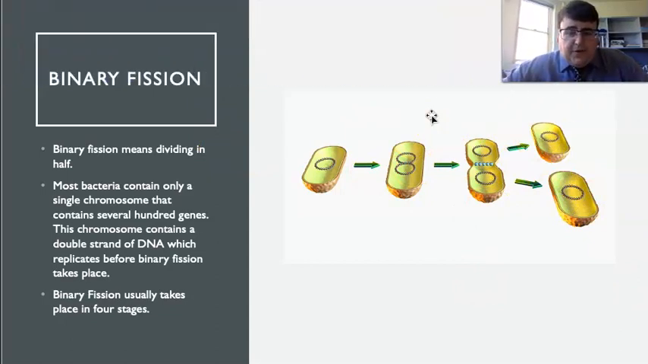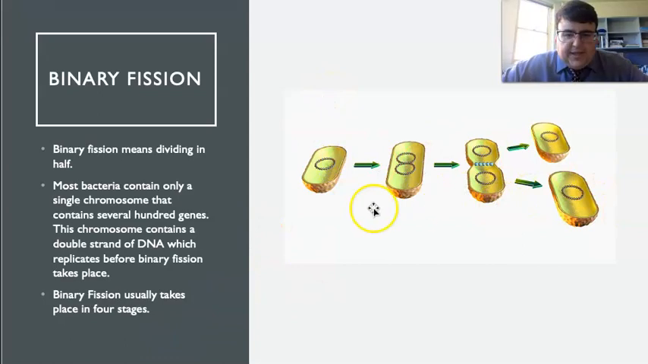So binary fission actually just means dividing in half. Most bacteria, in fact all bacteria that we know of, consist of only one single circular chromosome. That single chromosome has several hundred genes, so prokaryotic cells only have one chromosome with several hundred genes, whereas eukaryotic organisms have a number of chromosomes with thousands upon thousands of genes. Cell division is a lot simpler in prokaryotic cells, and it's only a 4-stage process.